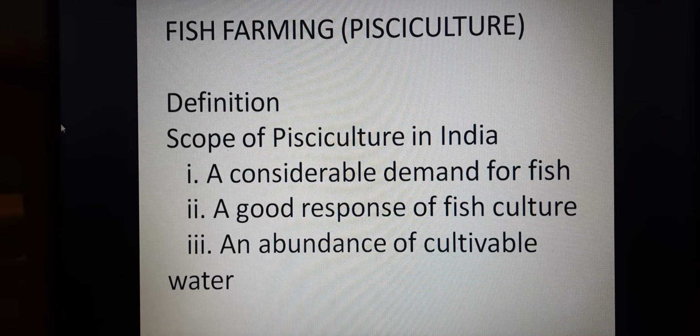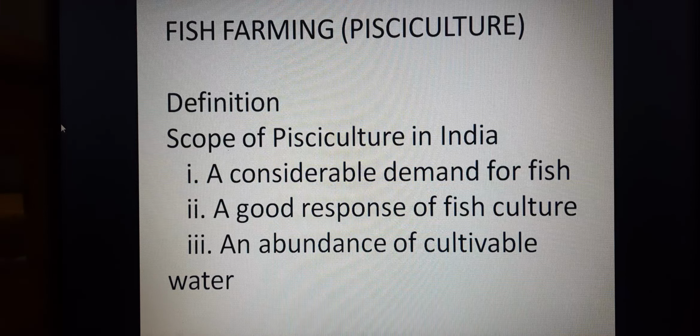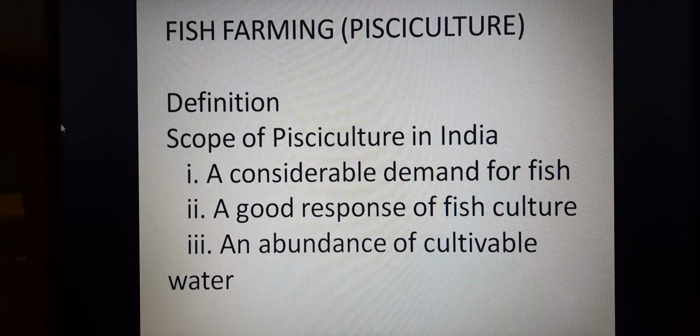Next, come to pisciculture. Pisciculture means the cultivation and rearing of fishes, and nowadays fish is an important food in approximately all over the country. Maximum people used to take fish. Fish contains simple proteins and it is very easily digestible.